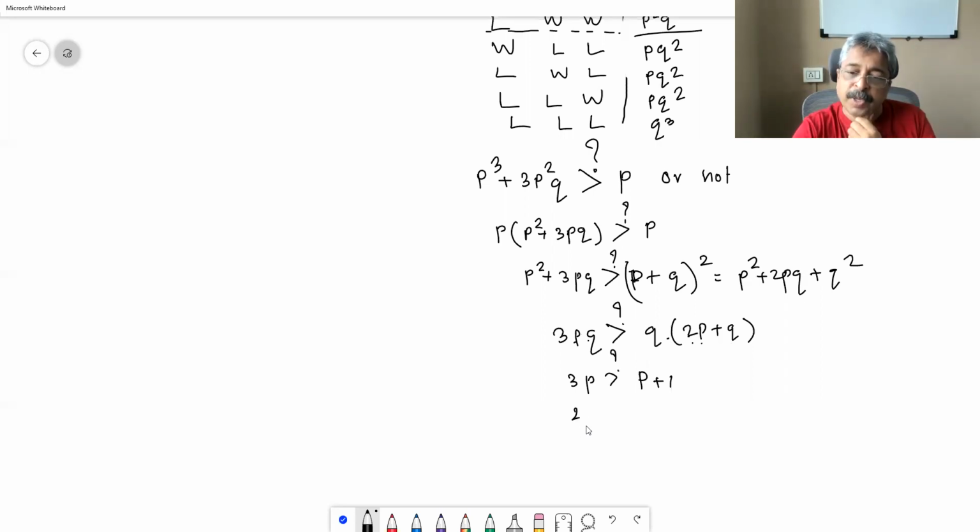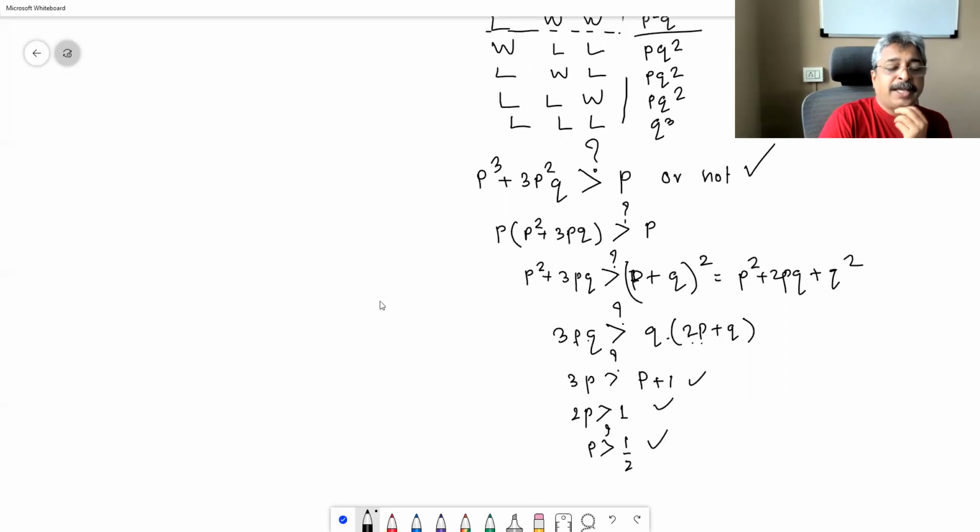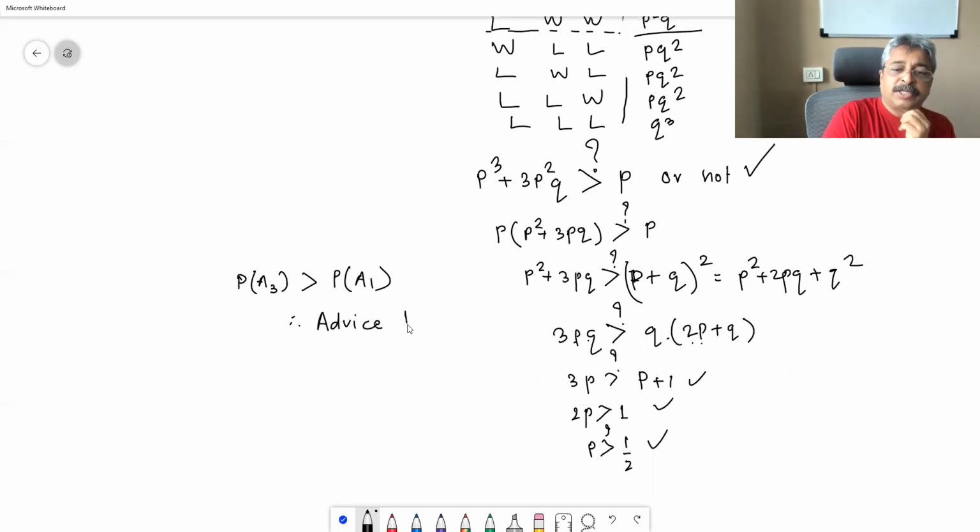Yes, so 2P is greater than 1, P is greater than half. Oh, this is true, therefore this is true, first one is true, and hence probability of A3 winning in 3 matches is greater than probability of A1, hence advice: best of 1 for B. Okay.